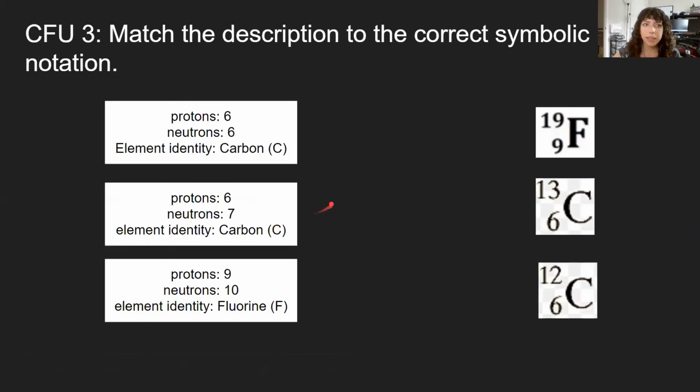Take 30 seconds and look over all of this. Your third CFU is going to be to match the correct description with the correct symbolic notation.